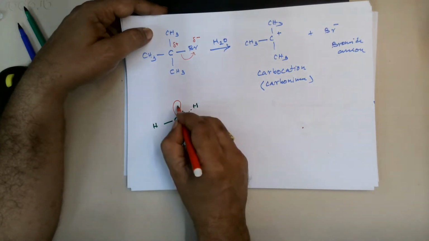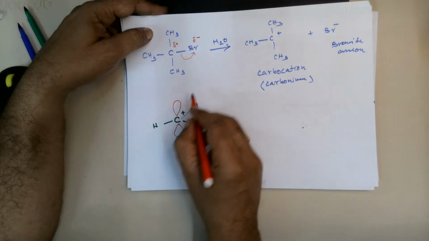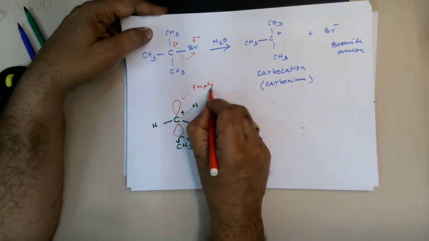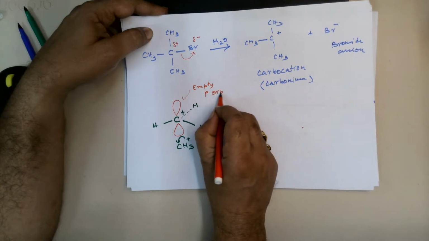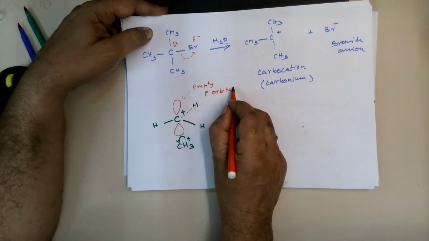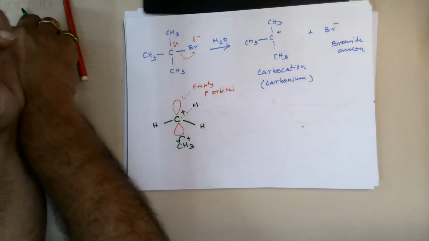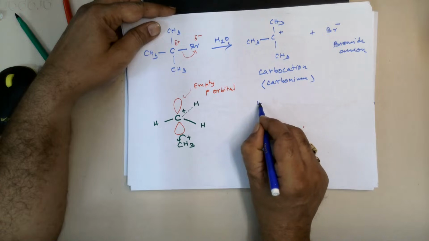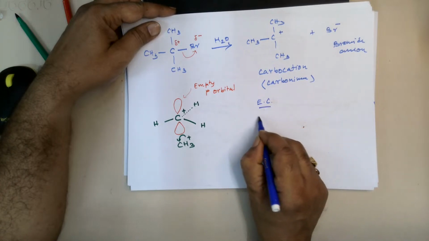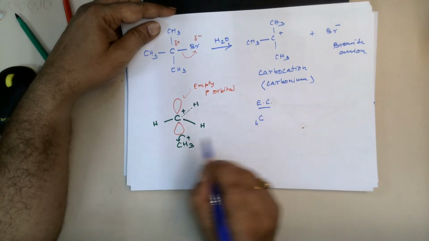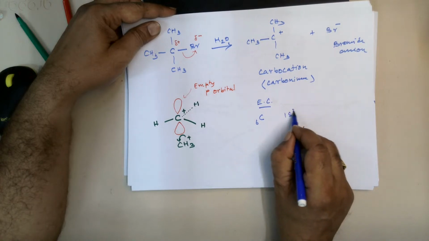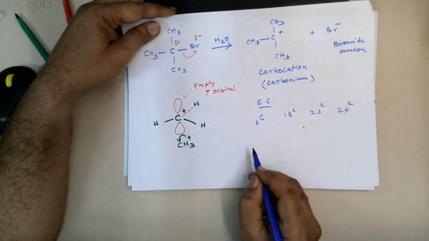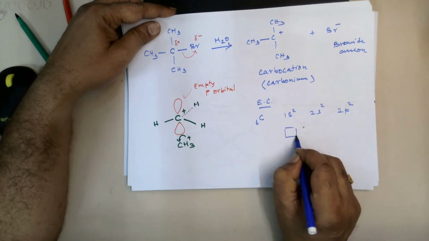Okay, and this represents the MTP orbital. How does this orbital arise? Let me explain based on the electronic configuration. The electronic configuration of carbon, whose atomic number is 6, is 1s2, 2s2, 2p2. Let us represent this by a box model.